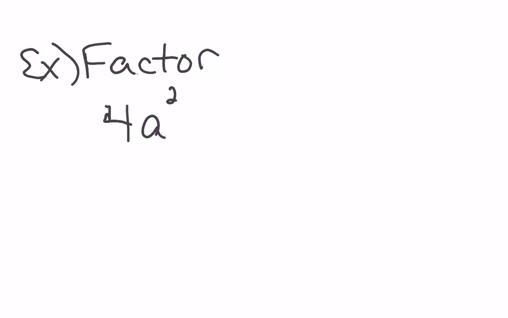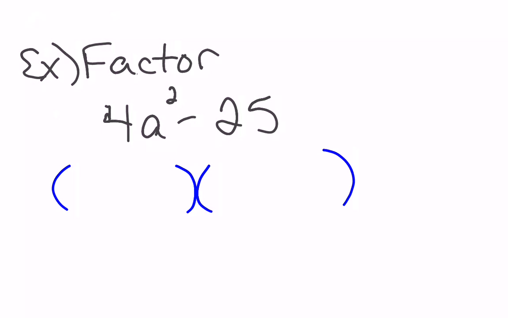Next example, again we're going to factor 4a squared minus 25. Very similar to the last one, we don't have a middle term. So in order to get that, we need the same factor twice. So we have to think what number times itself gives me 4a squared. And so that would be 2a times 2a. And then what number times itself will give me 25, and that's 5 and 5. And we make one positive and one negative.